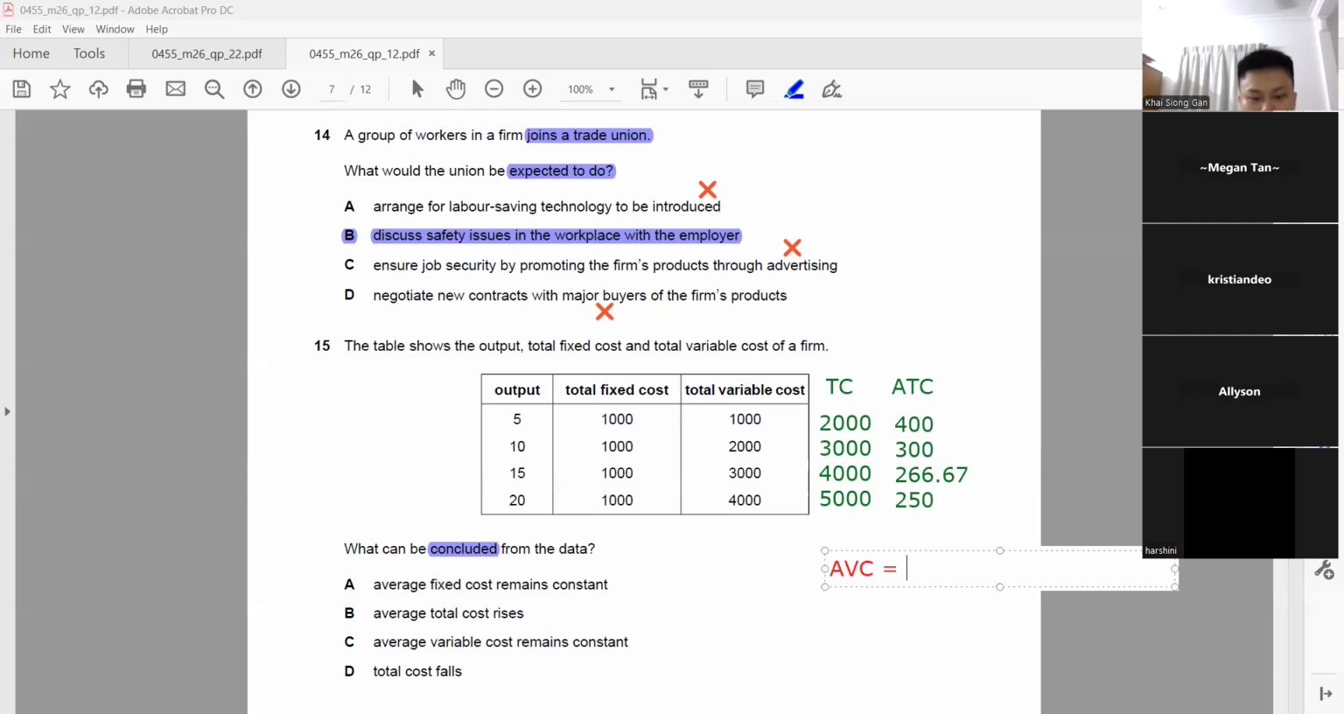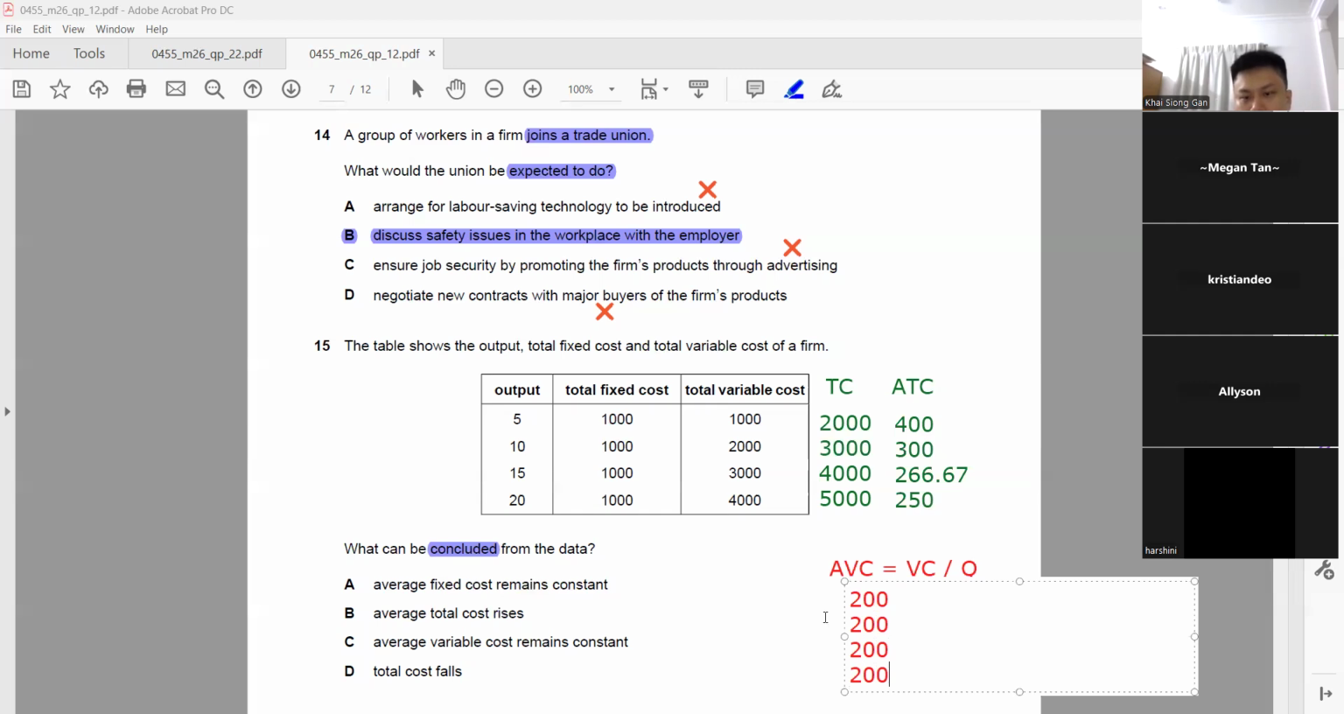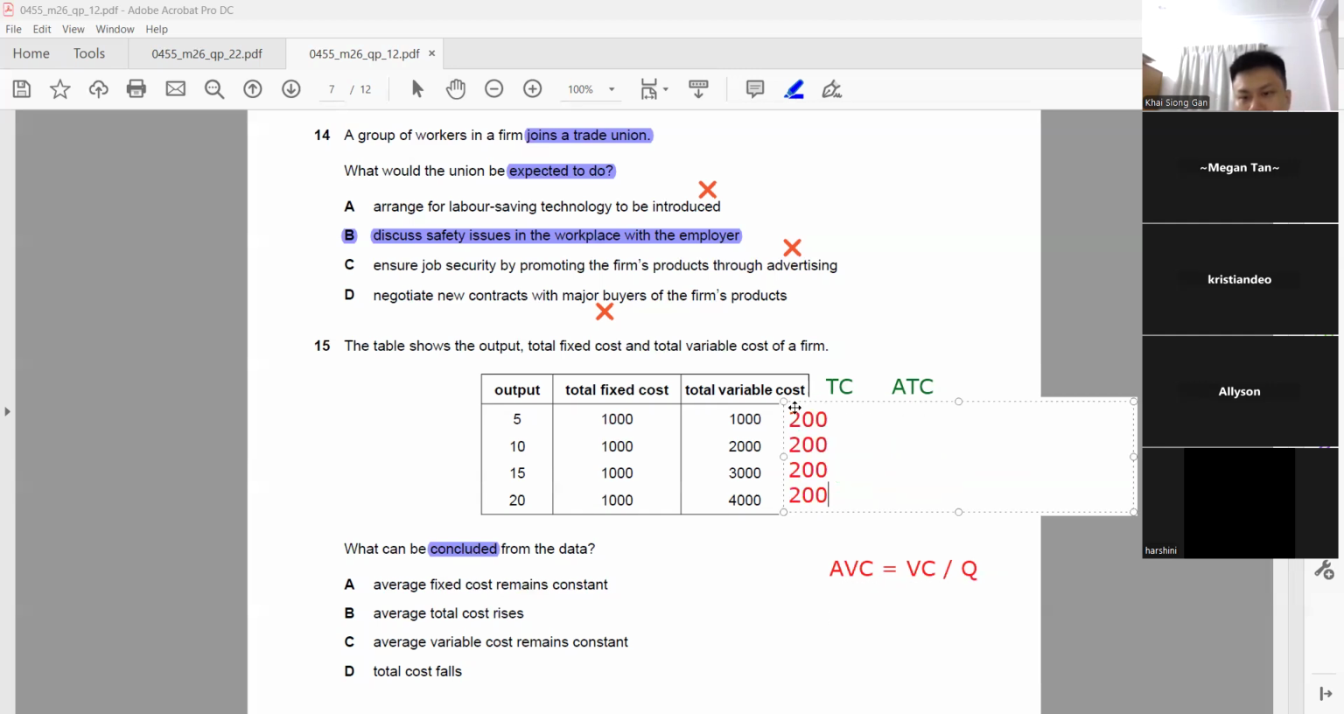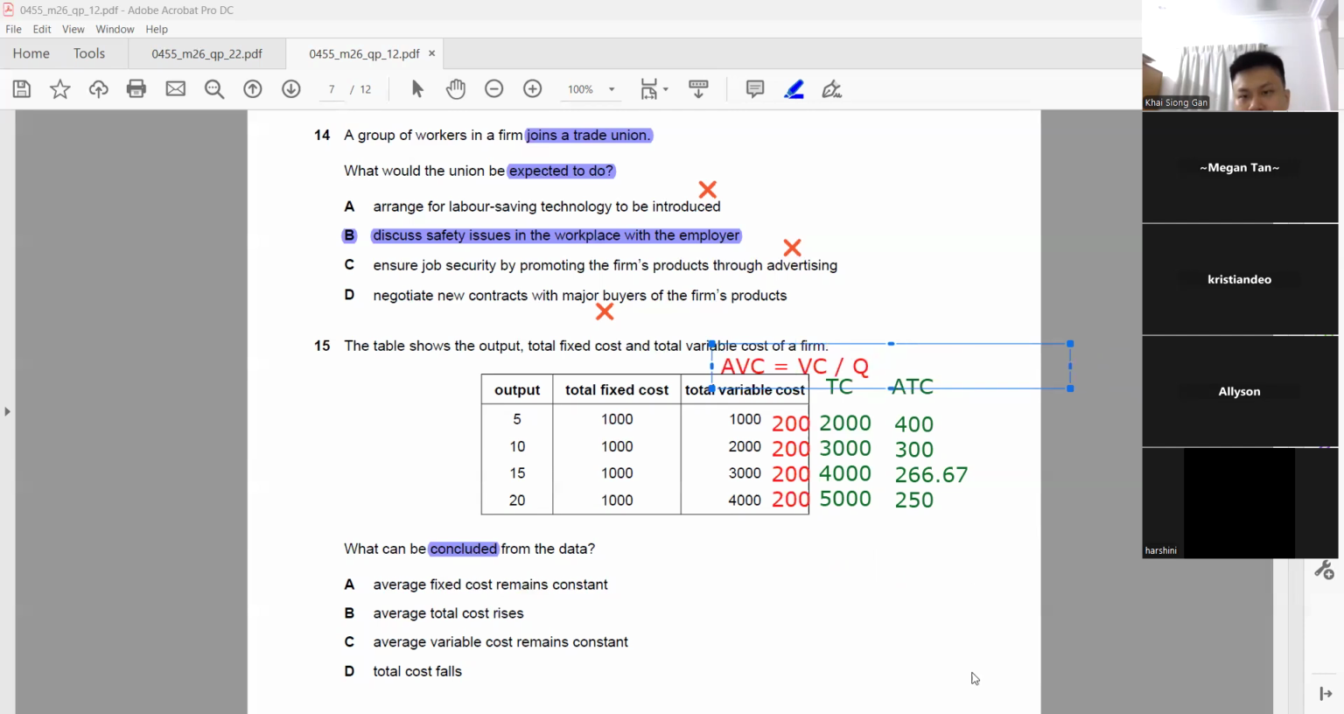Let's look into average variable cost. How do you calculate average variable cost? You use variable cost divided by quantity. Okay, 1,000 divided by 5 is 200, 200, 200, 200. Isn't it? The average variable cost remains constant. The answer is C. You shouldn't make mistakes for this question.